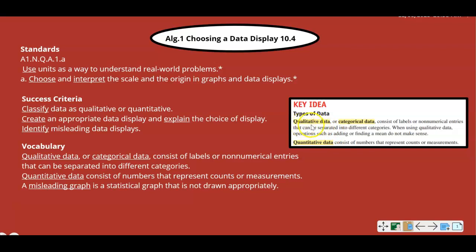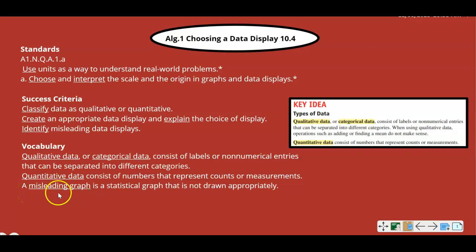So qualitative data, this is also known as categorical data, consists of labels or non-numerical entries that can be separated into different categories. When using qualitative data, operations such as adding or finding a mean do not make sense. All right, quantitative data consists of numbers that represent counts or measurements. And again, you can see that is copied over here under your vocab, very important.